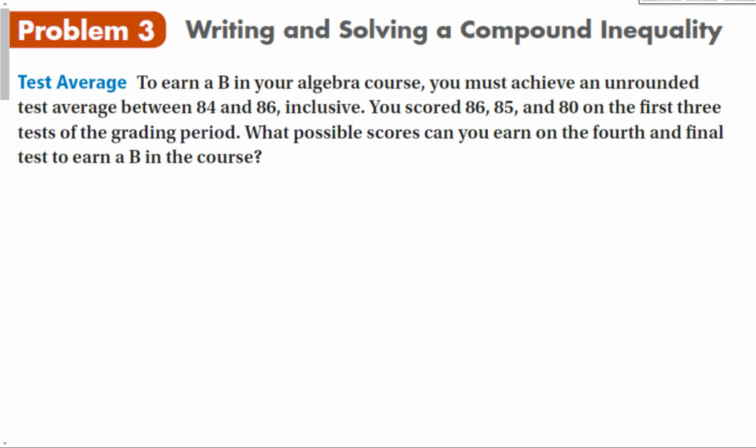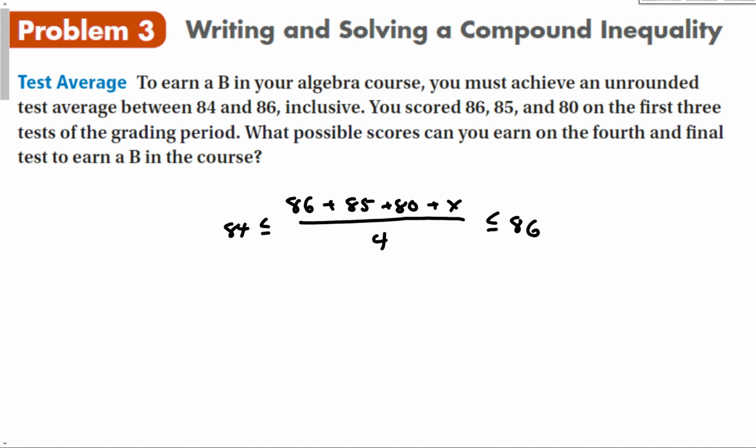So to earn a B in your algebra course, you must achieve an unrounded test average between 84 and 86 inclusive. You scored an 86, an 85, and an 80 on the first 3 tests of the grading period. What possible scores can you earn on the 4th and final test to earn a B in the course? Well, remember how you get an average. So my average is going to be the sum of all the tests, including the last one, divided by 4. And I want this number, whatever it happens to be, between 84 and 86 inclusive, so less than or equal to.